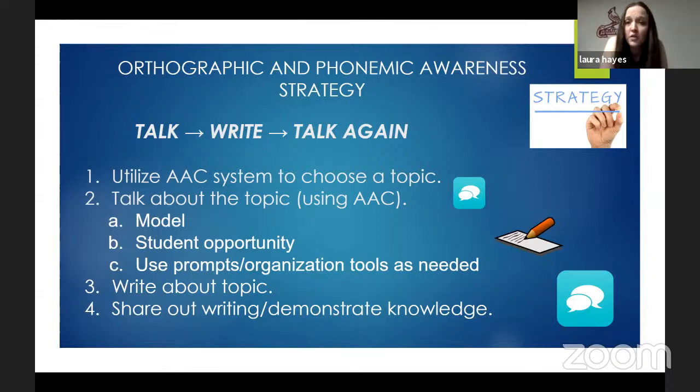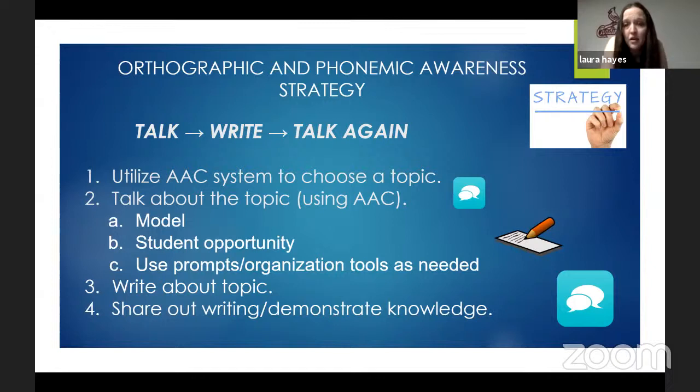So the student at this point gets to build what they're going to talk about a little bit. So you allow them to choose the topic, to choose what they want to write a sentence about. Then you have the ability as a communication partner to shape that by modeling on the communication device. So that's the shared talking.